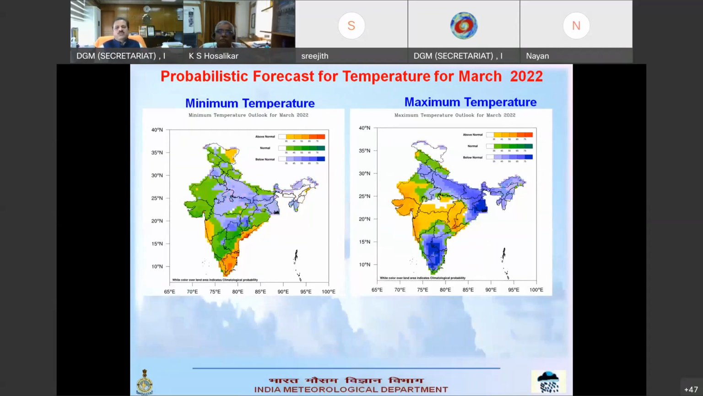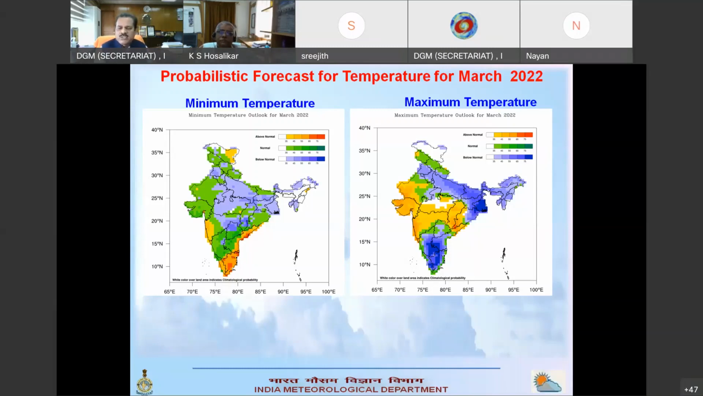Now let us come to the forecast temperature for the month of March. On the left hand side, it is the minimum temperature forecast. On the right hand side, it is the maximum temperature forecast. Now, if I just look at the minimum temperature forecast, what I find is that most parts of the country will have the probability of below normal or normal minimum temperatures, except southeast peninsular India, especially Kerala, Tamil Nadu, Puducherry, and Andhra Pradesh, and the coastal and Ghat areas of Maharashtra, where we can have the above normal minimum temperatures.